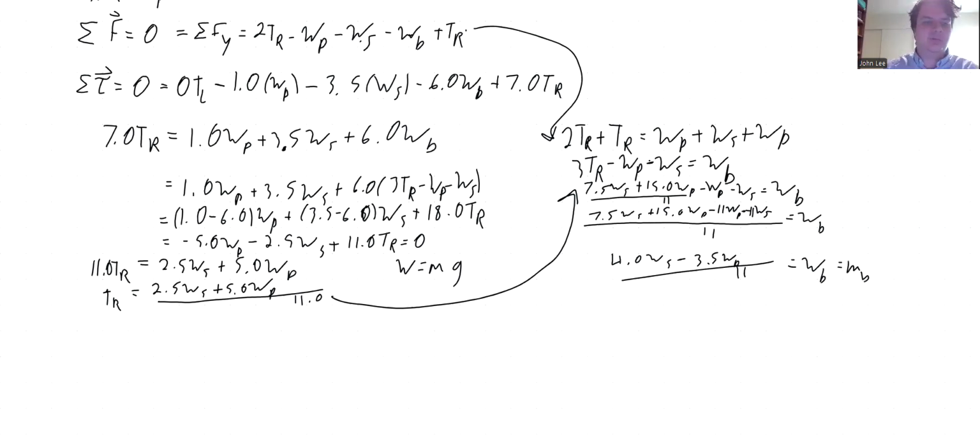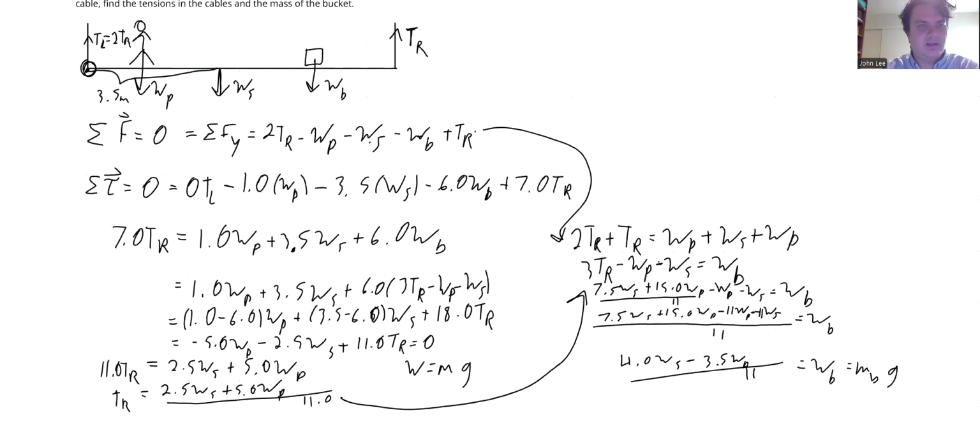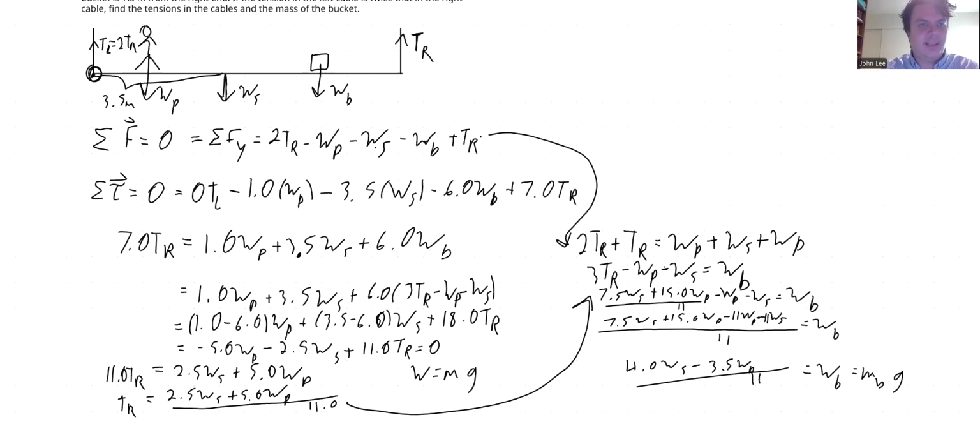So using this, we found TR, we found weight of the bucket, and we can also find the TL being 2TR, given this equation. And that should be all that you need to do in order to solve for this.